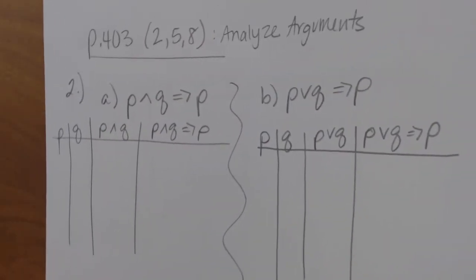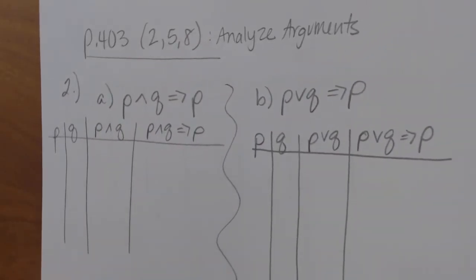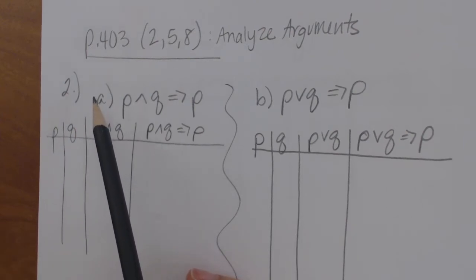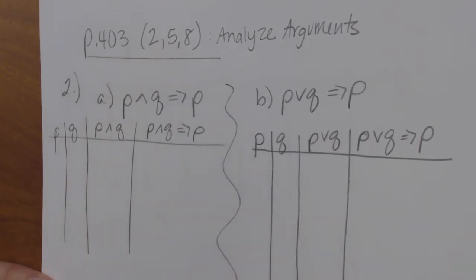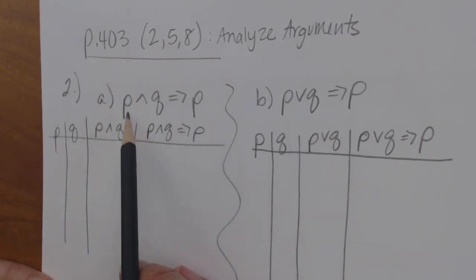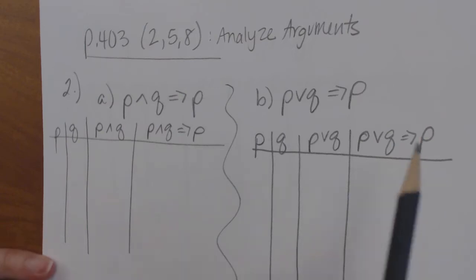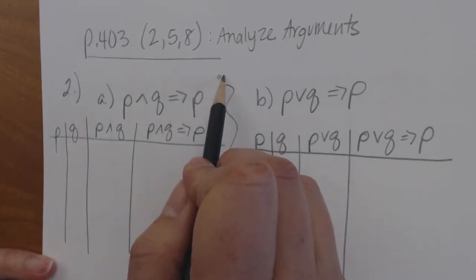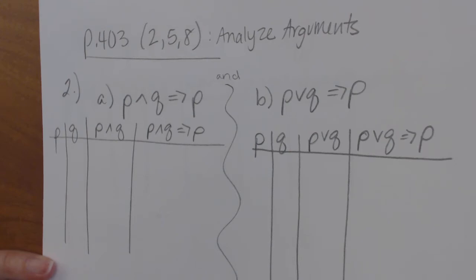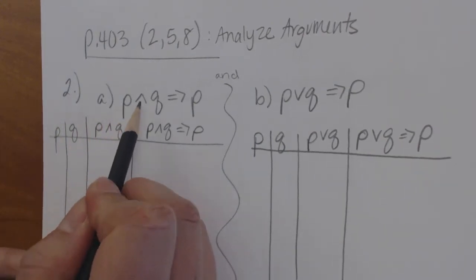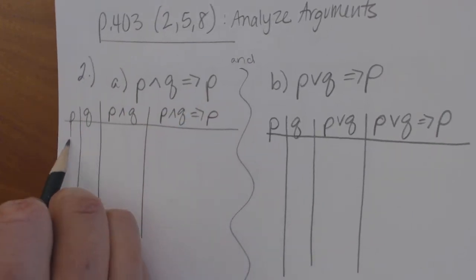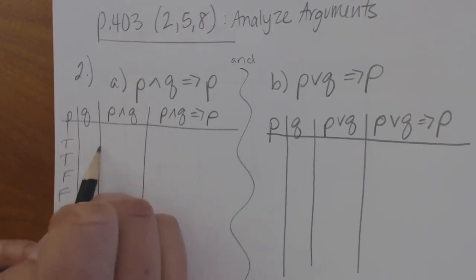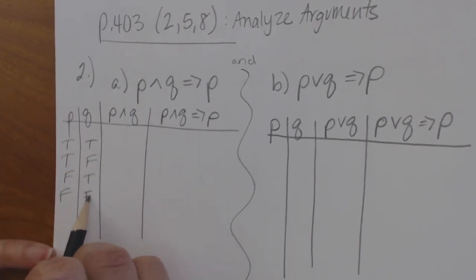Okay, so on page 403, which is the first ones that you're supposed to do, you had to do number 2, 4, 5, 7, and 8. I'm going to be doing 2, 5, and 8. Number 2, it asked you to analyze the arguments. It actually gave you these two, and it had the word and separating them. What you're supposed to do is really just split it up to 2 and then test it. So let's do A first. We have P and if P and Q, then P. So we have to set up true, true, false, false, and Q, true, false, true, false.